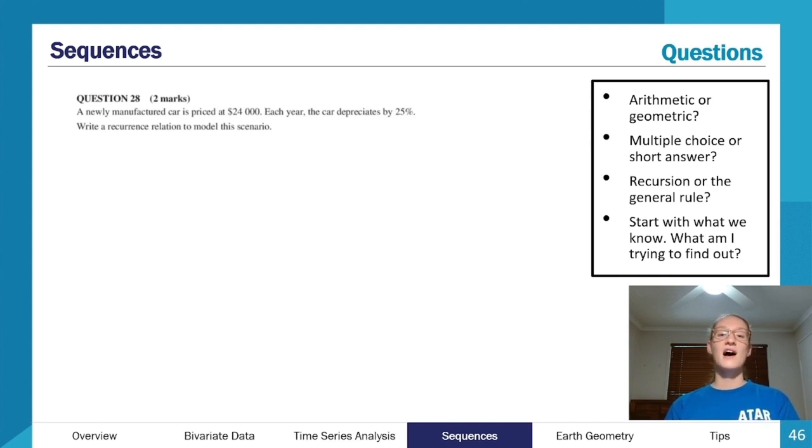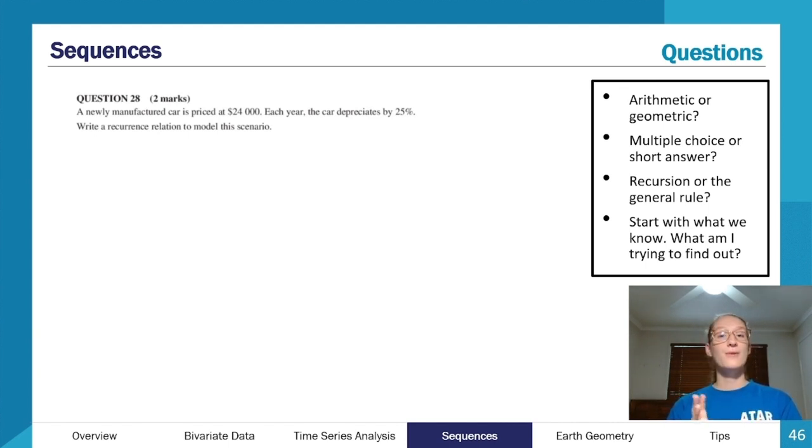Each year, the car depreciates, that's a hint there, what might that refer to, by 25%. Write a recurrence relation to model this scenario. So I've got some questions off to the right here that I'd like you to think through. So first of all, is it arithmetic or geometric? And what tells you this?